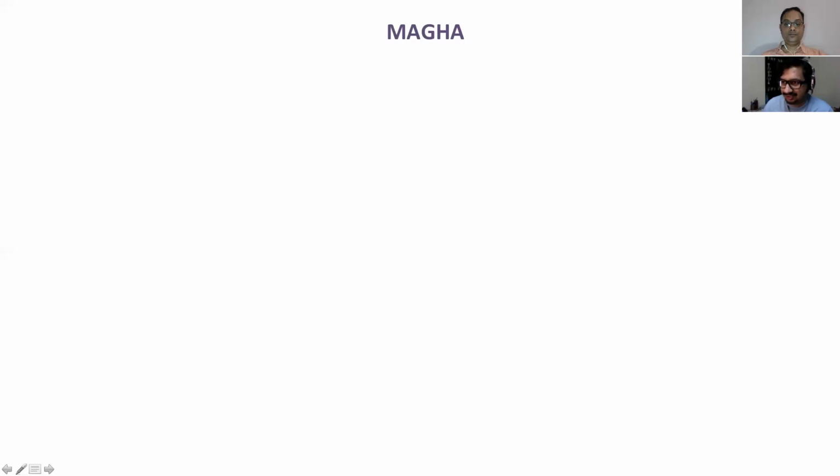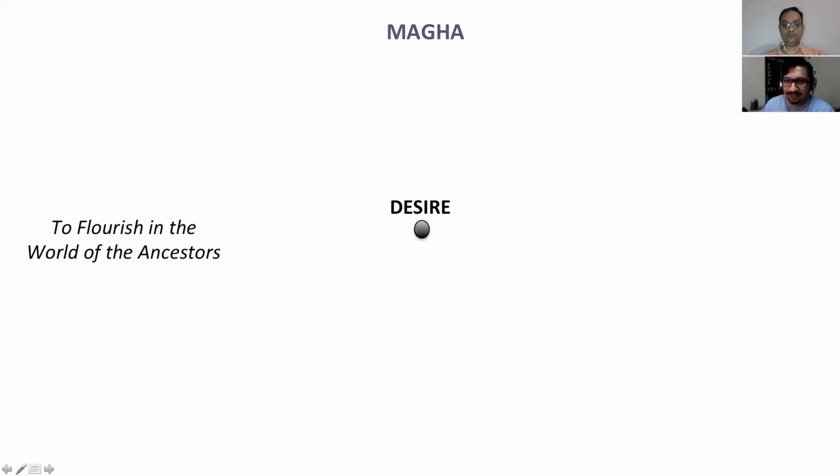Now for Magha Nakshatra, the desire of Magha Nakshatra is to flourish in the world of ancestors. These natives would love to be famous amongst their ancestors. They would love to be amongst their pantheon of ancestors. So if they come from a strong family, they would love to be known as a member of this family or as someone who carried the family name forward. That's a fundamental desire of every Magha native, or whenever this nakshatra operates.